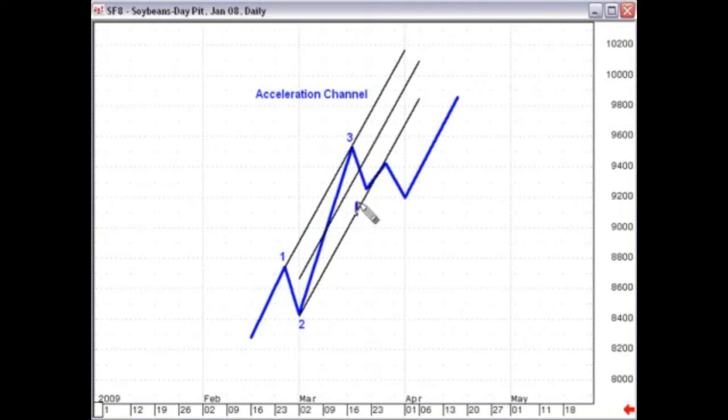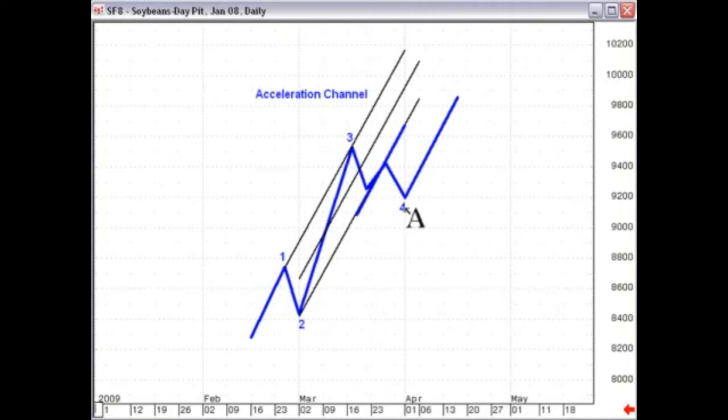When prices begin to break out of the lower boundary line of the acceleration channel, then again with confidence you can label the subsequent move as a fourth wave, which we'll do here.